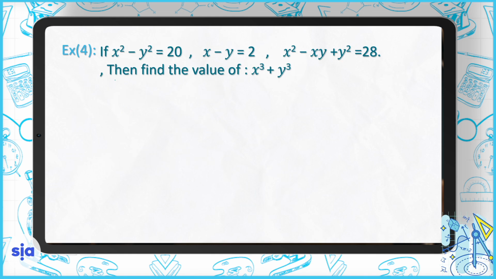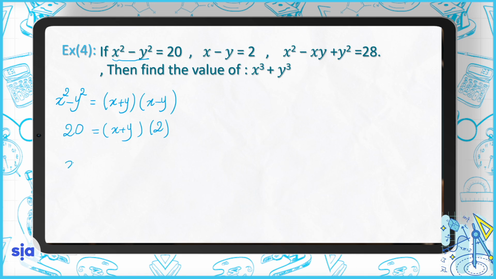Exercise number 4, the same idea. So here, if we have x squared minus y squared equals 20, we all know that x squared minus y squared can be factored as x plus y times x minus y. It's given that x minus y is 2, x plus y we don't know, and x squared minus y squared is 20. So we can easily say that x plus y equals 10, right?